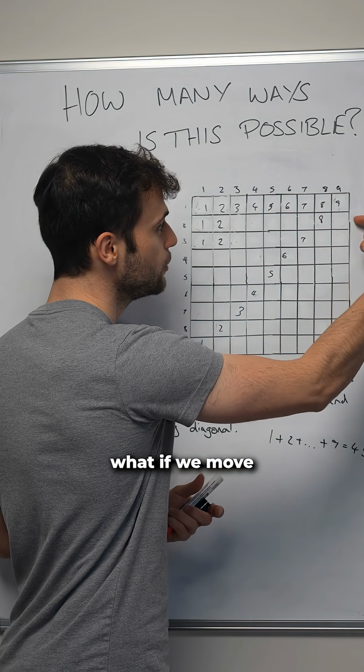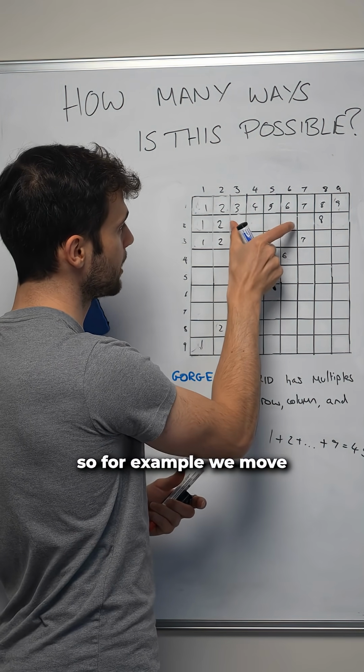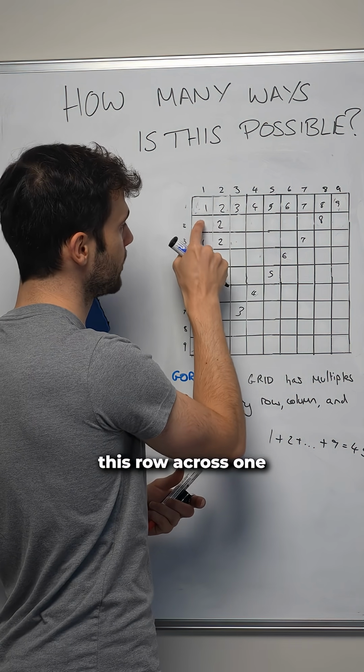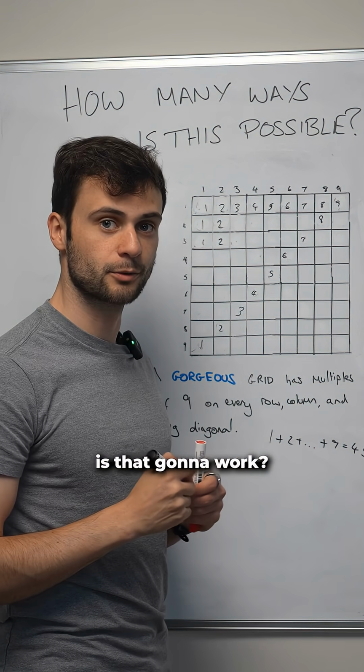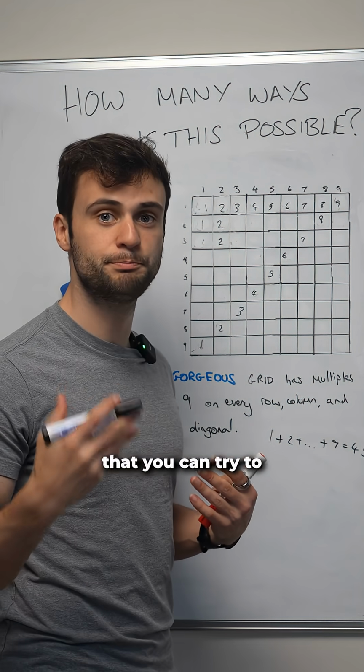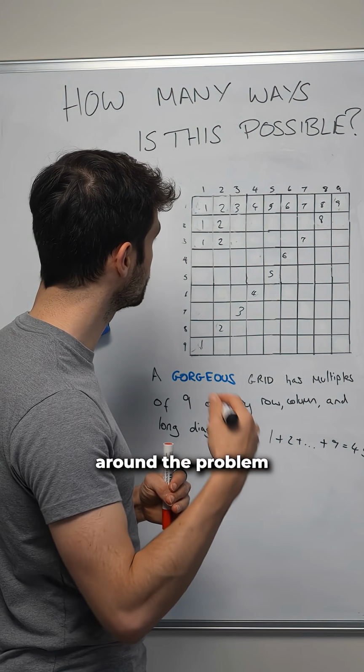What if we move a row with a pattern? So for example, we move this row across 1, so it starts with a 2, and then this one starts with a 3, this one starts with a 4. Is that going to work? These are cases that you can try to build your intuition around the problem.